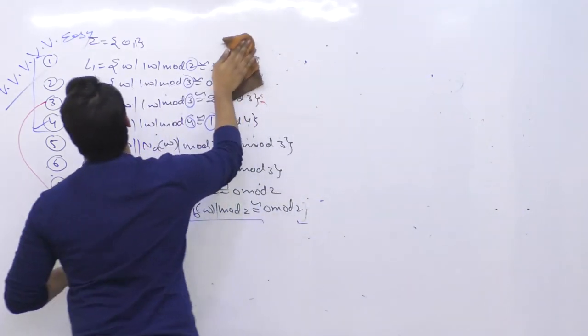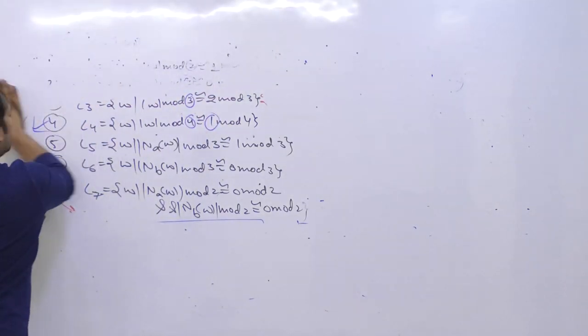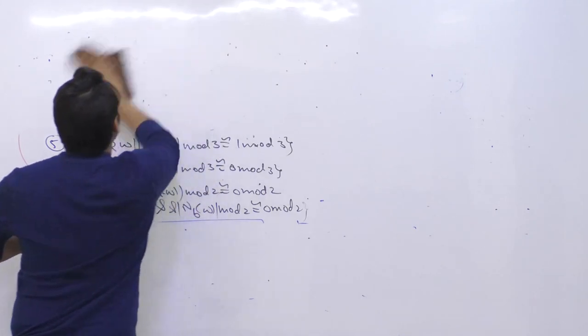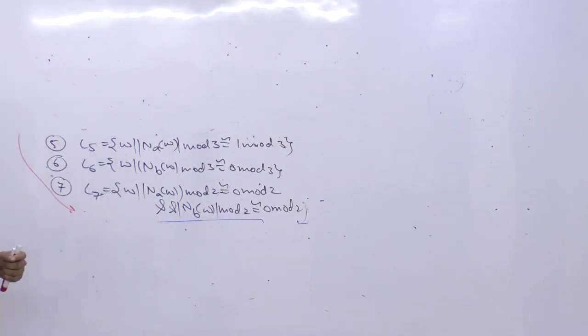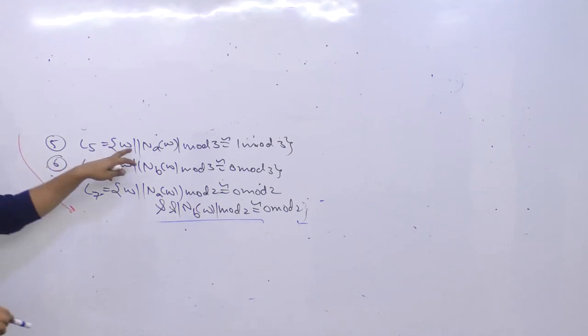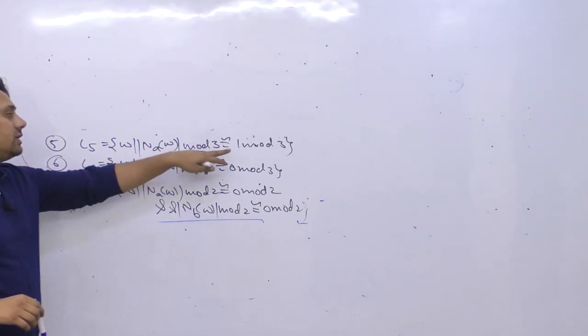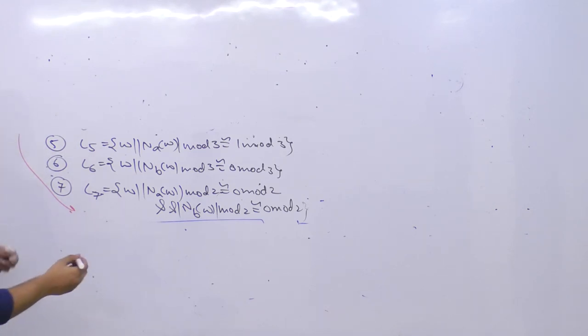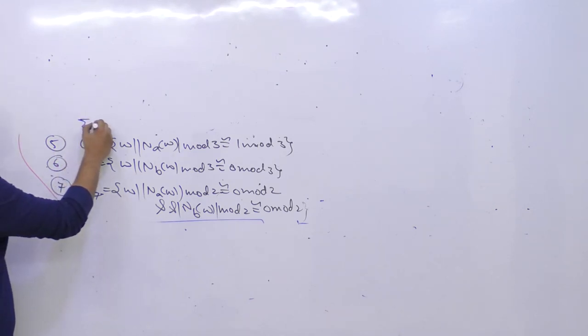So first 4 problems are done. So let me just rub them. Cool. Now we have problem number 5. So let us see what is the problem number 5. So problem number 5 says number of A in W mod 3 is congruent to 1 mod 3. Or actually we have, let us say, summation is equal to A comma B.